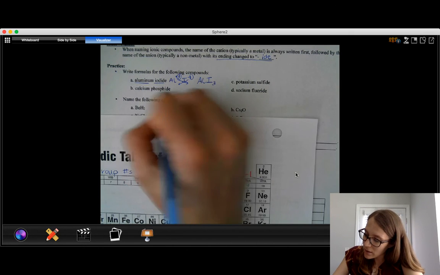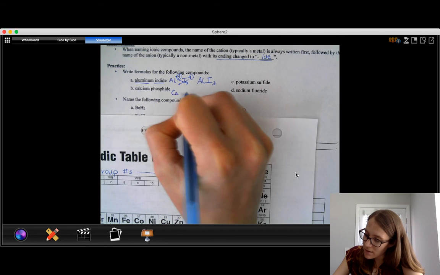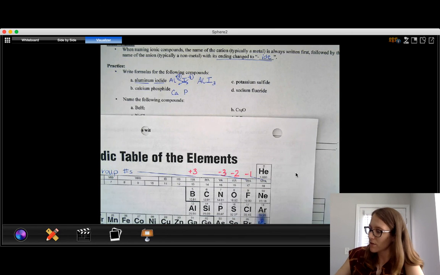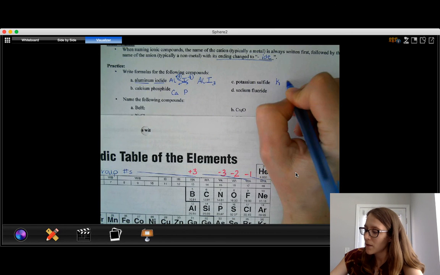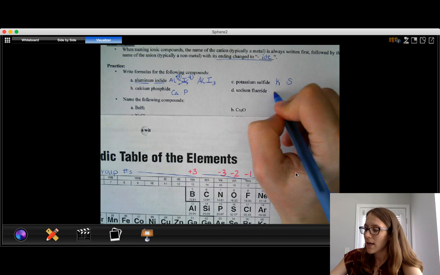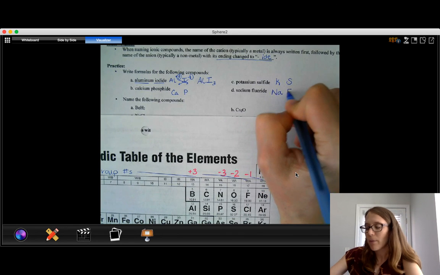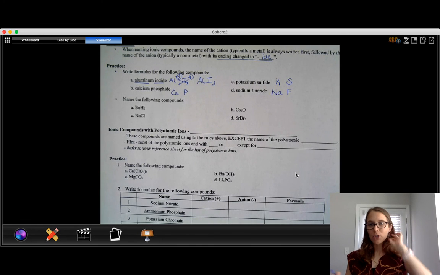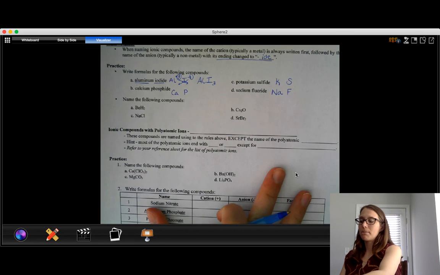So we're going to take a look at each of these. Calcium and phosphide, from the element phosphorus; potassium with the element sulfur; and sodium with the element fluorine. Pause this here, look up the charges, figure out what the formulas would be, and then hit play and continue on.